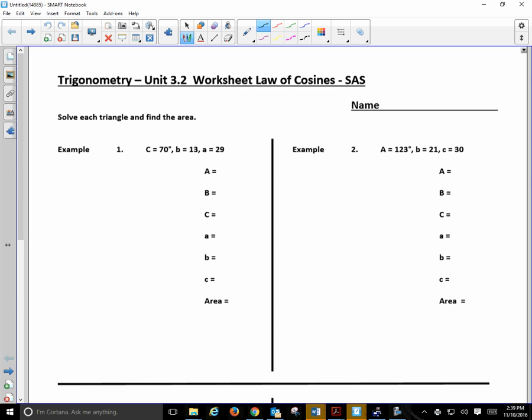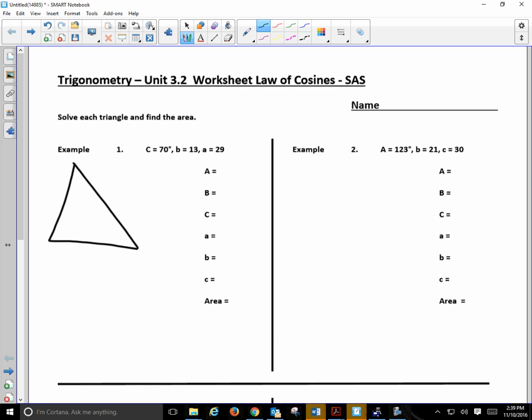So here we go. We are going to solve each triangle. We're going to do 2 examples. I'll do the first one with you. You're going to try the next one on your own and make sure we're good to go. After that, you just have 6 problems. We're that late. Holy cow. Okay. Here we go.